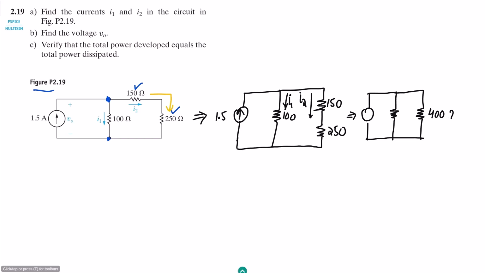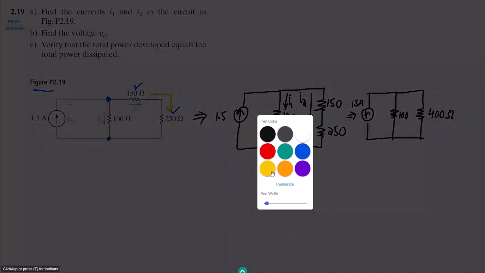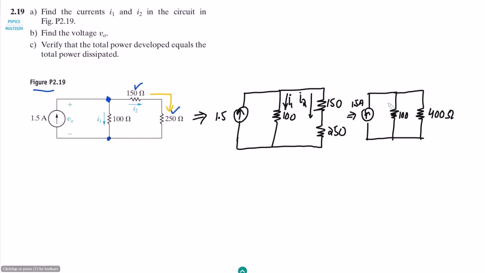This is 100 ohm, and the current source, the direction of it is here. This is 1.5 amperes. The polarity, the signs here are, this is I1, this is I2. Here we have this source current which is coming out of this, and this is I naught.